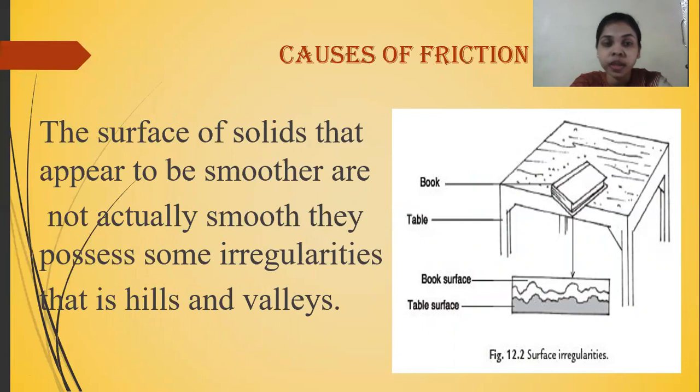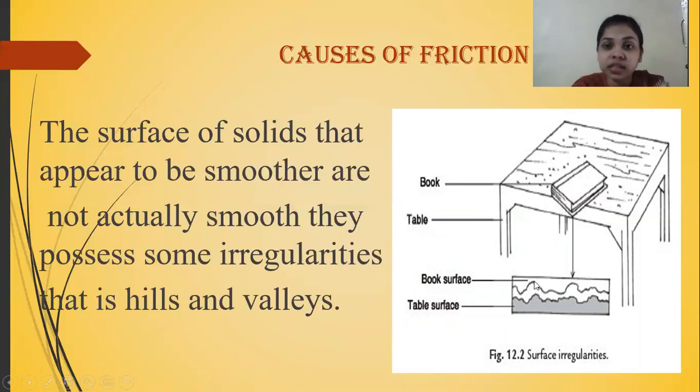Exactly what happens is, the surface of the solids, or the surface on which the object is moved, is not actually smooth. They appear smooth, but they are not actually smooth. Some irregularities are present in them, and we can say these irregularities are the hills and the valleys. Consider that this is a book which appears smooth, kept on the table. This table also appears smooth, but actually they are not smooth. Some irregularities are present in these objects.